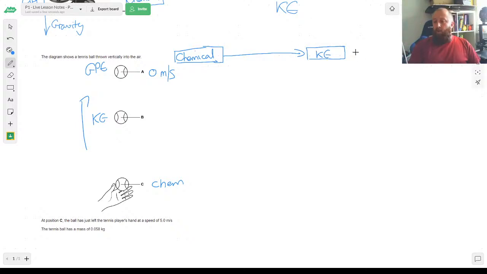So we're going to go back, or up to GPE. And then we're going to go back to kinetic. And what happens after that depends entirely whether we catch it, whether we let it bounce. But for the moment, we'll just go with that. So we've got chemical to kinetic, to gravitational potential, and then back to kinetic again. And if you notice down here, what we've actually got is some information that we can try and use. So I've got this bit here, which is the velocity.